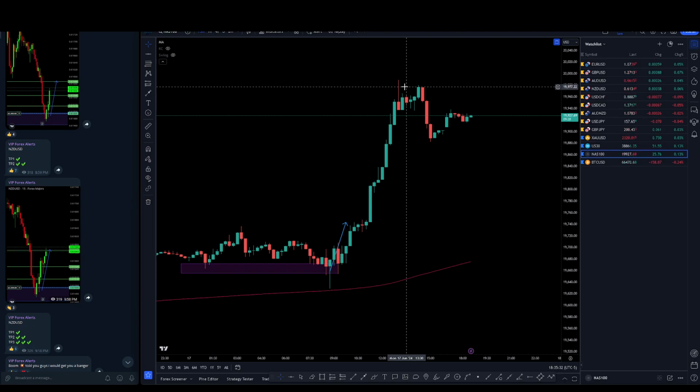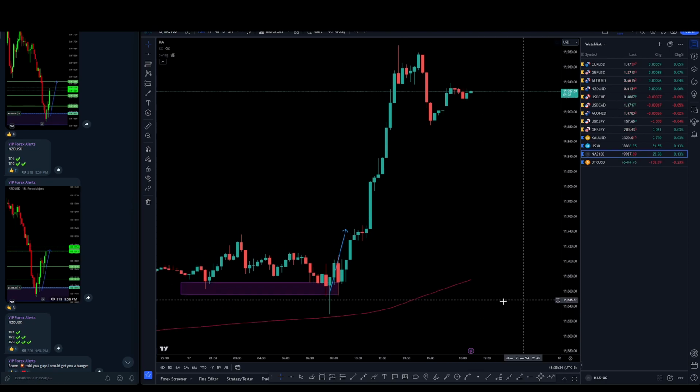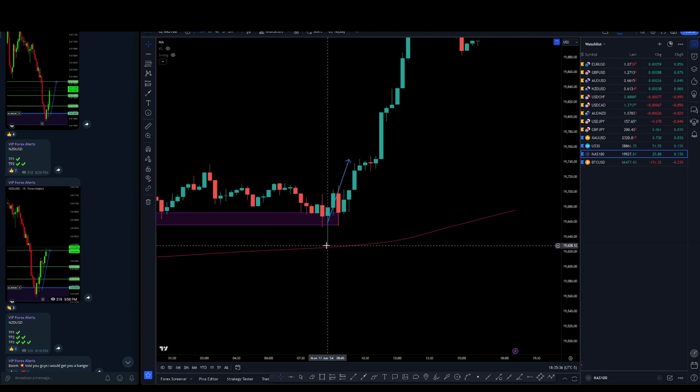So even with small size, guys, you can still make a lot of profit. But the problem is that so many people keep too tight of a stop loss, where it's basically like a revolving door. They get in the trade, they get stopped out. They get in the trade, they get stopped out.